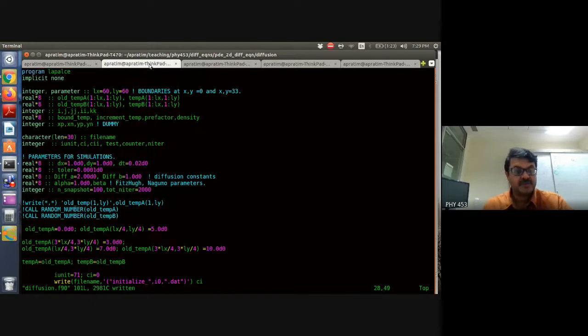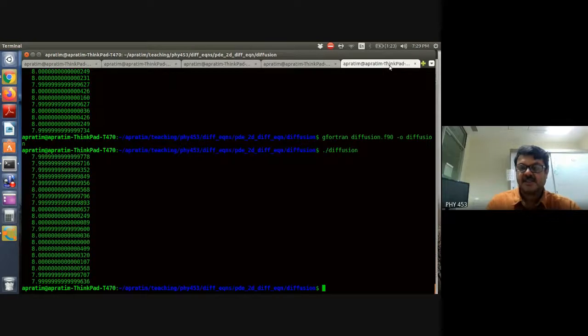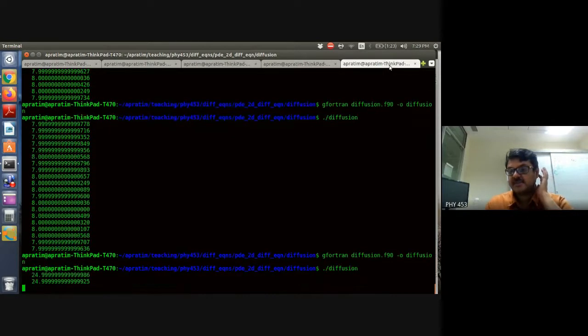So I think I'll put it lx by 4. Yes, so there should be four droplets at four different points, right? This was 3ly by 4 and lx by 4. This is 3lx by 4 and ly by 4. There are four different droplets of four different sizes. And now let's see what happens.